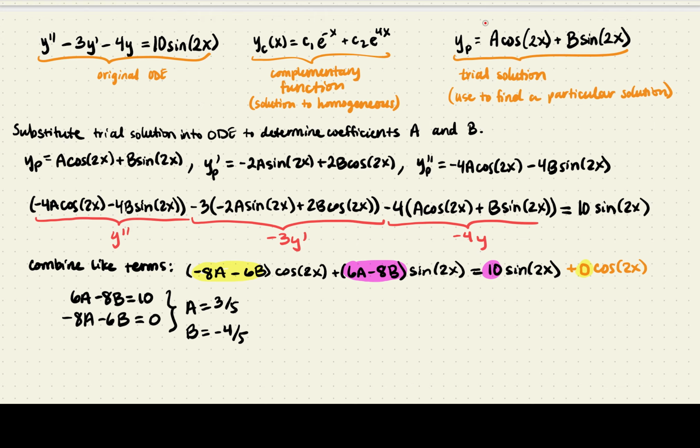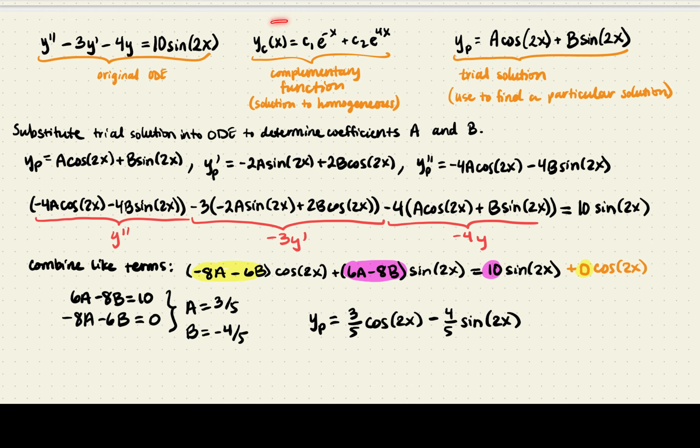So looking back at our particular solution here, here's A and B. We just found values for those constants. So I'm going to write down our particular solution is equal to A times cosine 2x, A is 3/5, plus B times sine 2x, and B is negative 4/5, so I'm going to go ahead and write minus 4/5 sine 2x. That is our particular solution to the inhomogeneous problem.